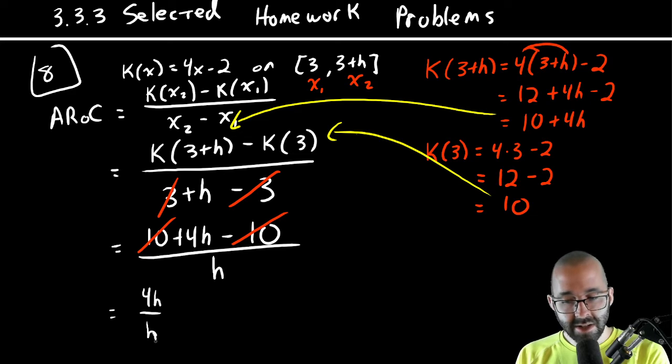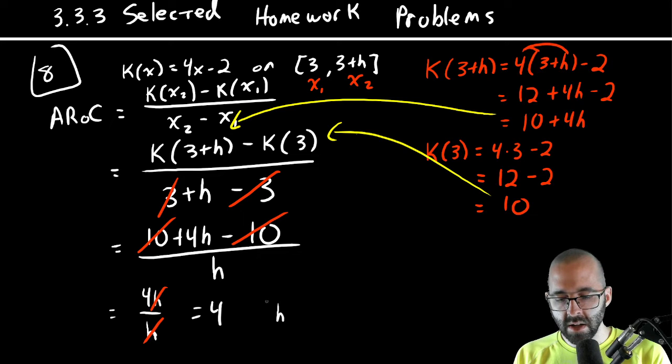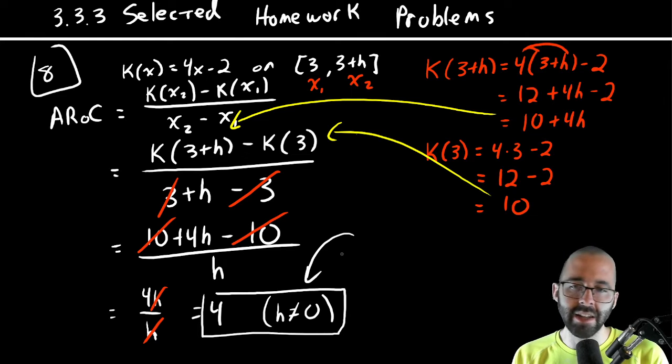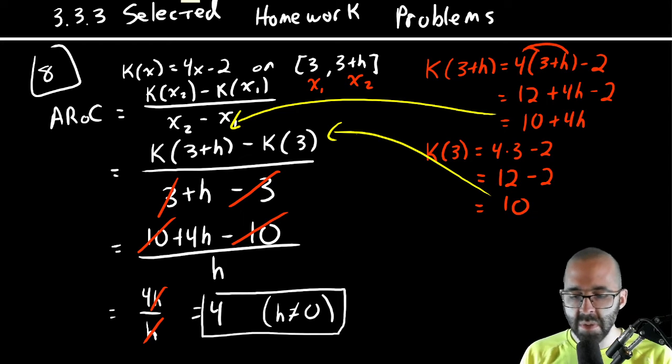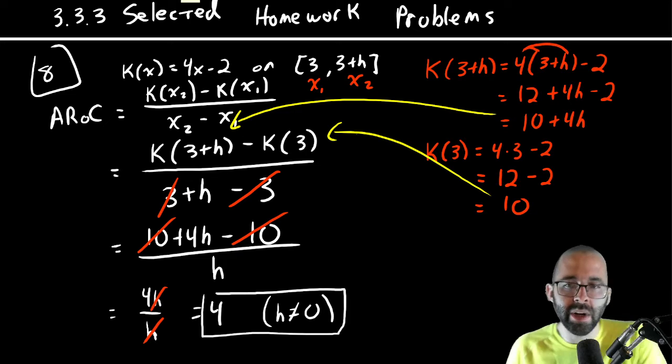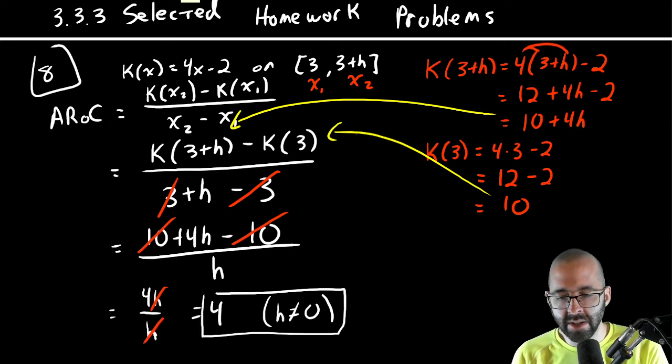And as long as h is not equal to 0, we can cancel this out. We get the average rate of change is just 4, as long as h is not equal to 0. I'm not really going to make a big deal out of this. I'm not going to take off points if you don't include this. So if you're curious about it, we can talk about it, but otherwise it's not too big of a deal. The average rate of change here is 4.